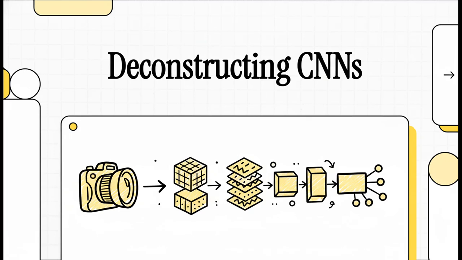All right, welcome. Today, we are going to tear down and rebuild one of the most important tools in modern AI, the convolutional neural network, or CNN. If you're doing anything with computer vision, you know this is the absolute workhorse. We're going to see how it's built from the ground up.